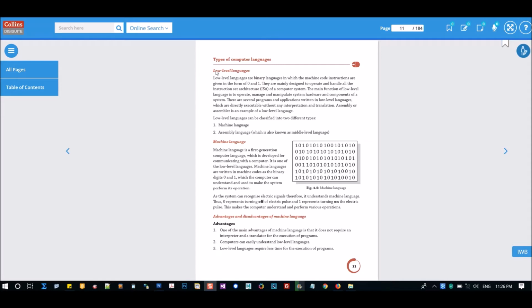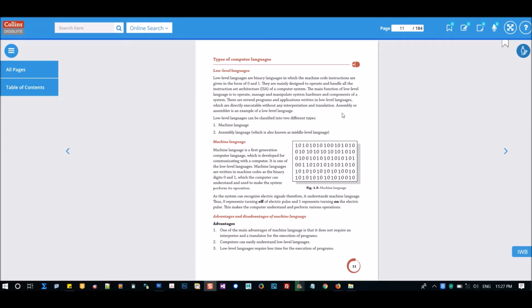Okay, next page we have types of computer languages. Low level language. Okay, low level languages are binary digits in which machine code instructions are given in the form of 0 and 1. They are mainly designed to operate and handle the instruction set architecture of a computer system. The main function of low level language is to operate, manage, and manipulate system hardware and components of a system. There are several programs and applications written in low-level languages which are directly executable without any interpretation and translation. Assembler is an example of low-level language.